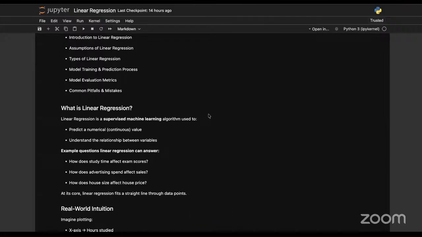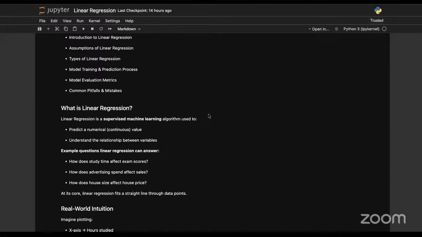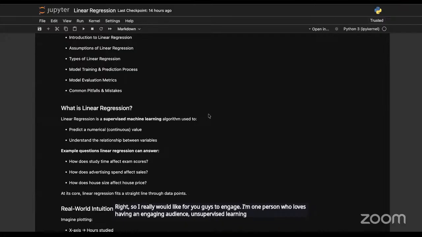In supervised learning, I know what I'm categorizing into, yes, and unsupervised learning... I really would like for you to engage. I'm one person who loves having an engaging audience. In unsupervised learning, the model figures out the similarity and groups it. Correct. In simple terms, in supervised learning we have labeled features, whereas in unsupervised learning we have unlabeled features.